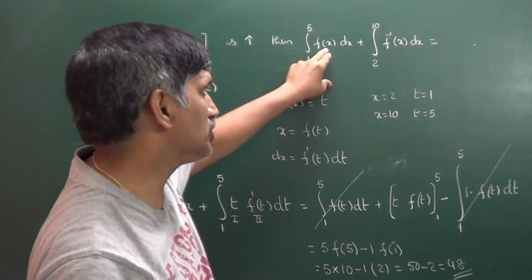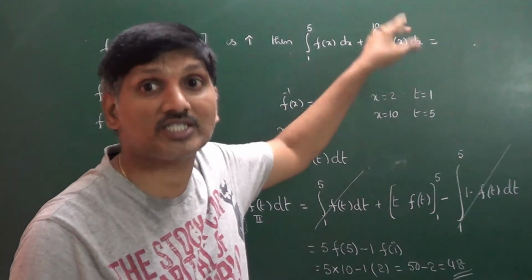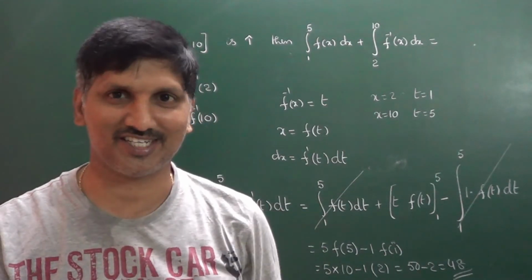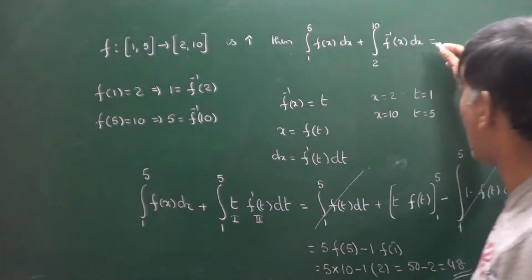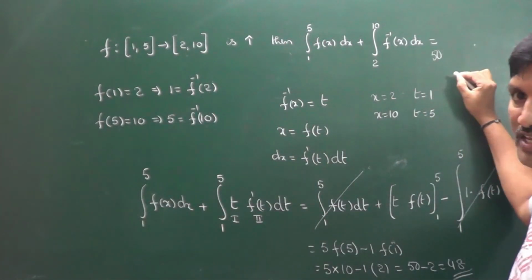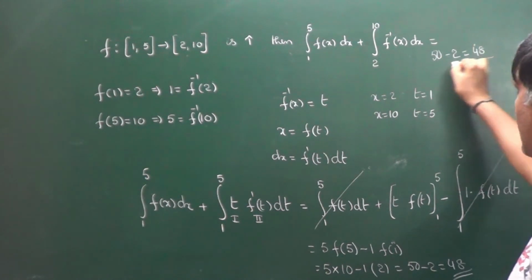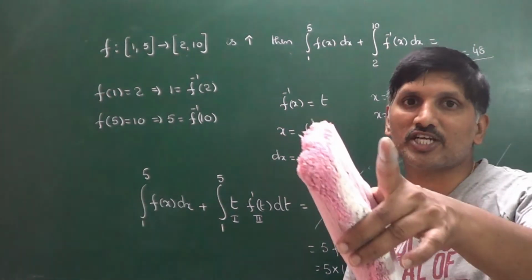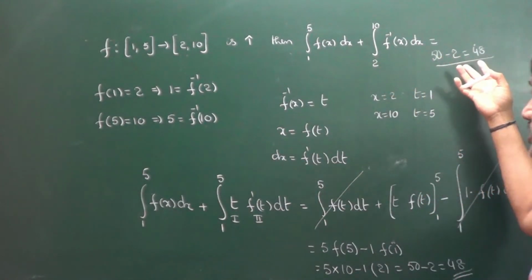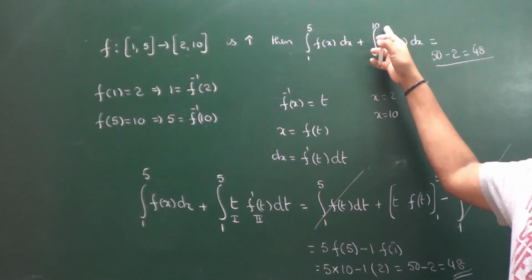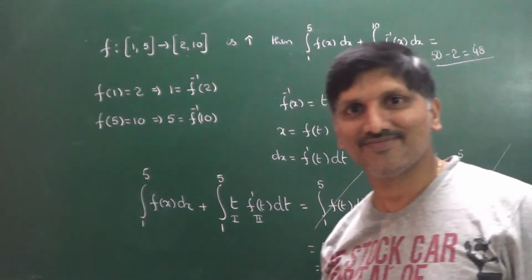Observe here. Whenever this is the function f of x and this is f inverse of x, the function and its inverse, and the function must be an increasing function. Function must be an increasing function. Then we can write the answer directly as upper limits multiplication 50 minus lower limits multiplication 2. That's why we will get the answer directly as 48. When the function is an increasing function and f is given, f inverse is given, we can write directly the answer as upper limits multiplication minus lower limits multiplication. Right?